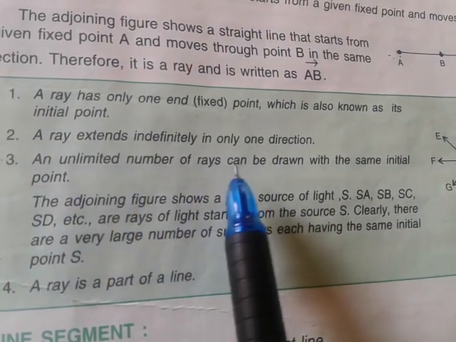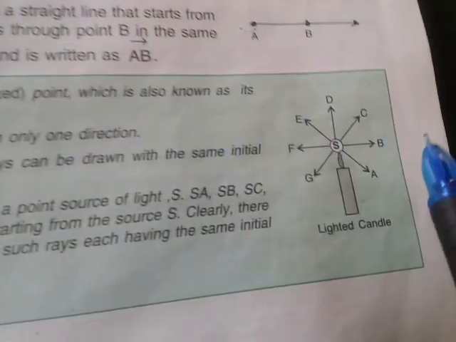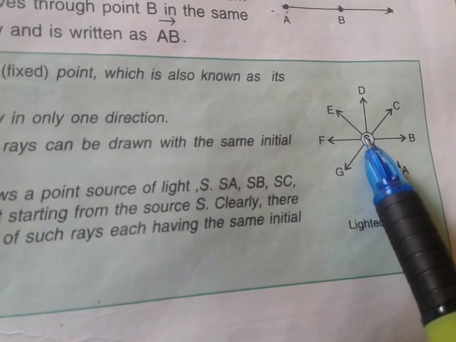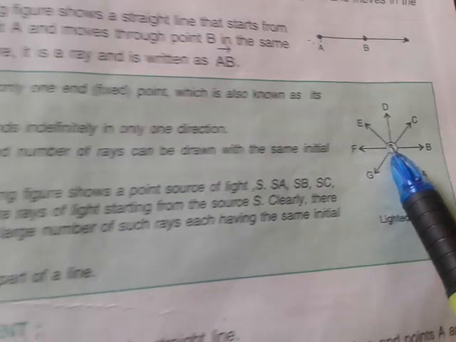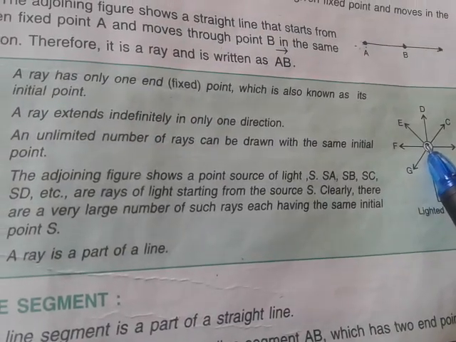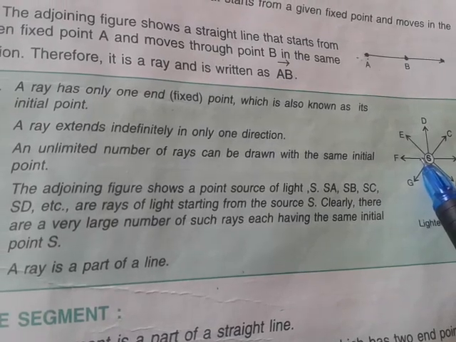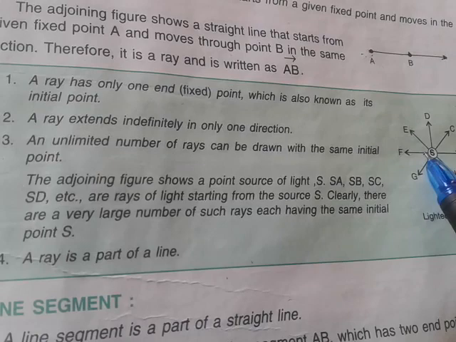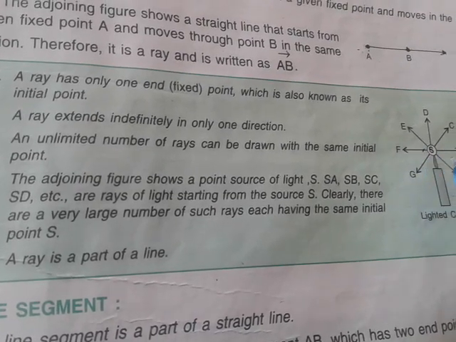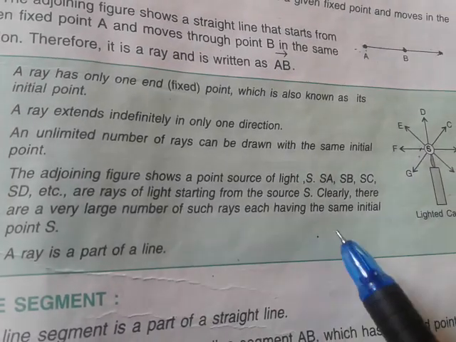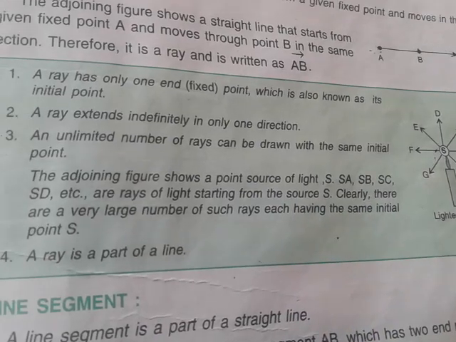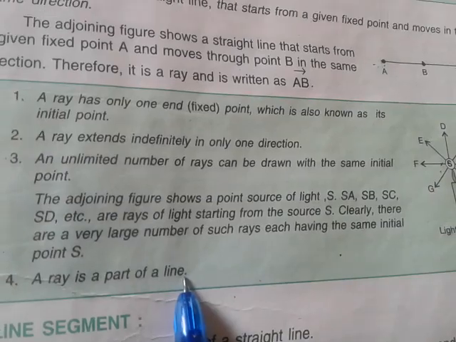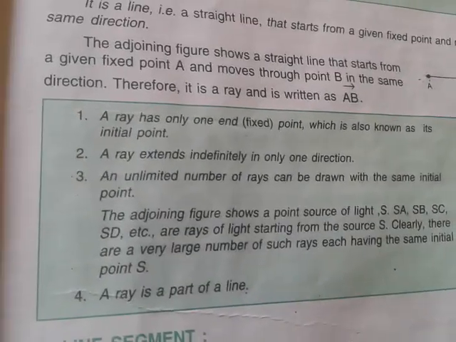An unlimited number of rays can be drawn with the same initial point. So see, suppose sun is a point, and from that point infinite rays can be drawn or can be formed. Same way through a point also an infinite number of rays can be drawn. A ray is a part of a line. A ray is a part of a line.